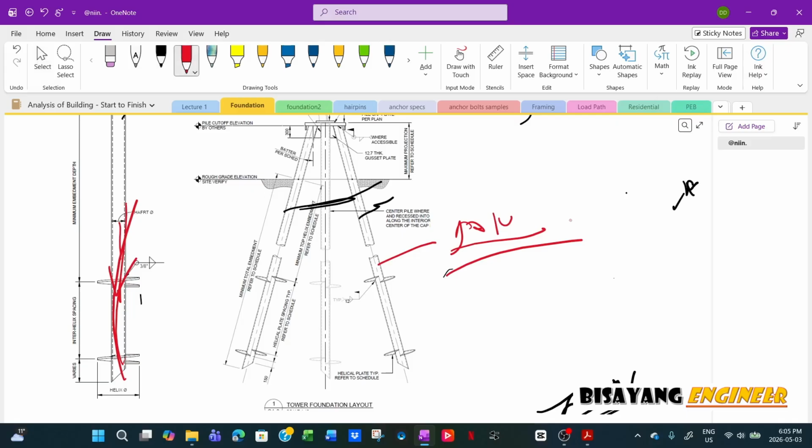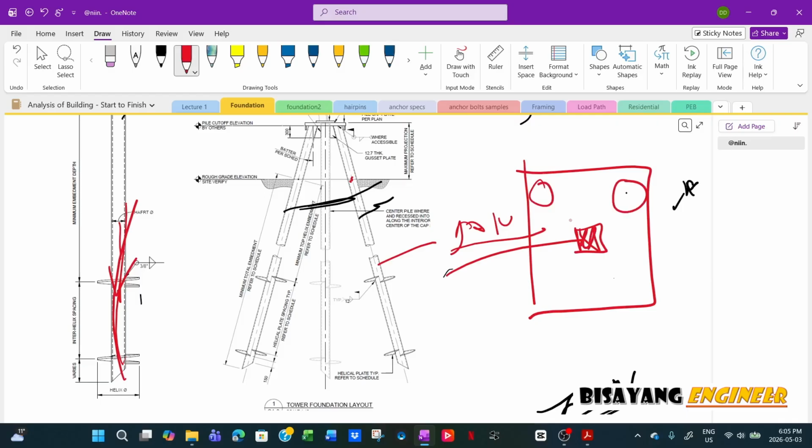And then it can be installed at any angle. This one, I think, is battered. The plan view of this is a foundation for a transmission tower. This is one of the legs of the tower, and the pile would be right here, and this is battered in that direction.